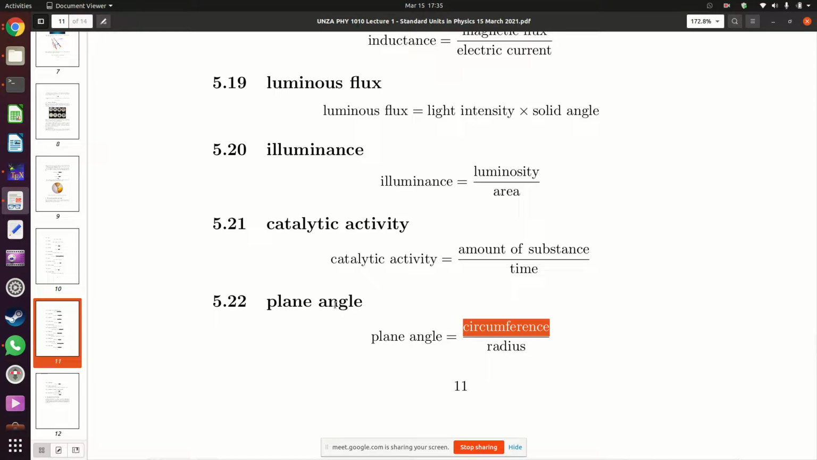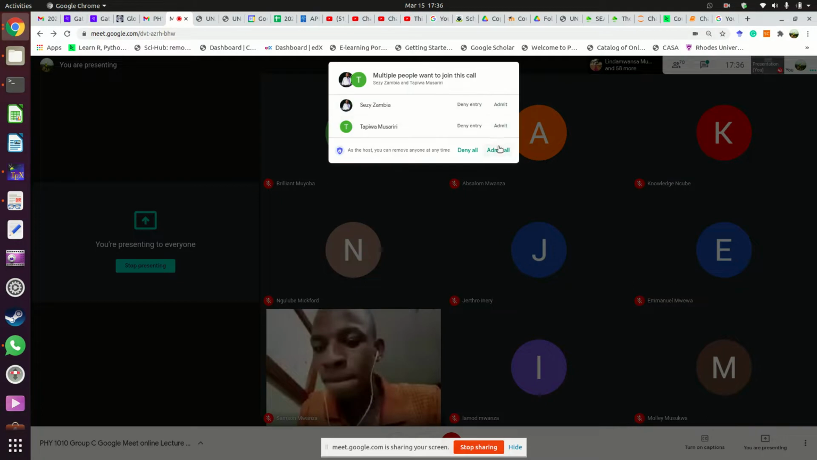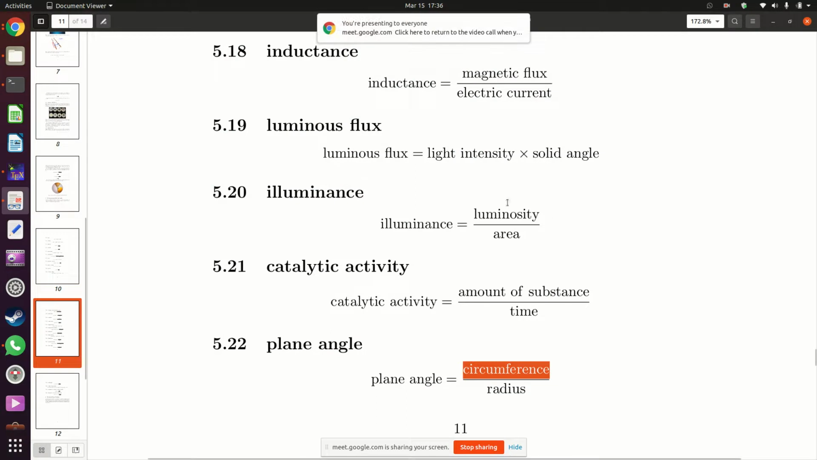Should be conduction. Luminous flux. Okay, luminous flux. So that's the sun. Luminous flux or luminosity, same thing, is light intensity times solid angle. So here we're doing a multiplication. Then illuminance is the luminosity or luminous flux divided by the area on which the light is falling. So here we're doing a division.